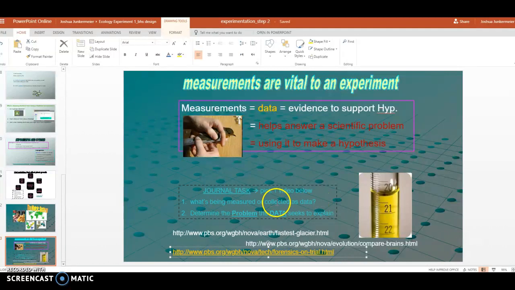It says, what's being measured or collected as data in the video? So what kind of data or information or evidence are they collecting in the video? And then number 2, you're going to try to answer, what kind of mystery or question or problem are they trying to understand? So why are they taking measurements? So ask a question. Remember, a problem is in the form of a question. So what kind of question are they asking themselves when they're collecting all this data or measurements?